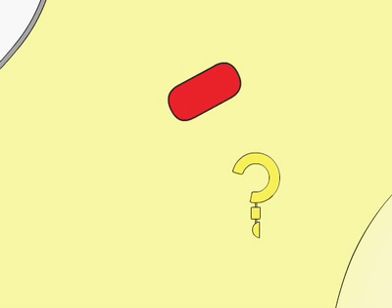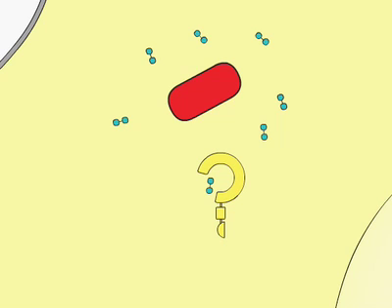For example, the NOD2 protein, which is located in the cytosol, can detect bacterial proteoglycans of intracellular bacteria. When the NOD2 protein recognizes its ligand, the muramyl dipeptide, it sends a signal to the nucleus to activate transcription.